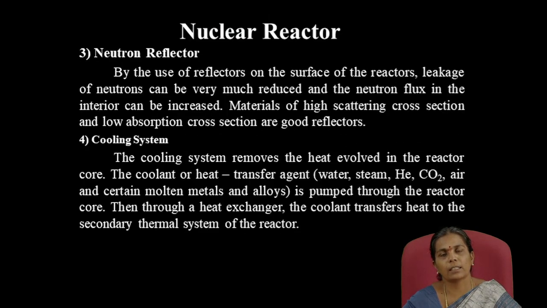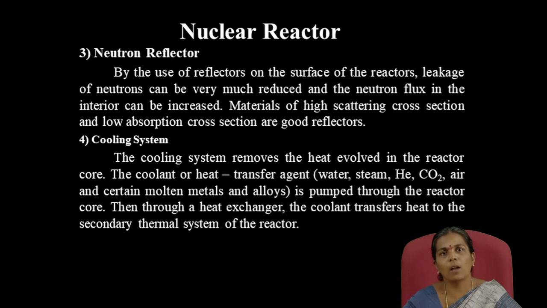Neutron reflectors. With the help of neutron reflectors on the surface of the reactor, we can eliminate the leakage of neutrons. Here the materials of high scattering cross section and low absorption cross section are used as good reflectors. The cooling system removes the heat evolved in the reactor core.